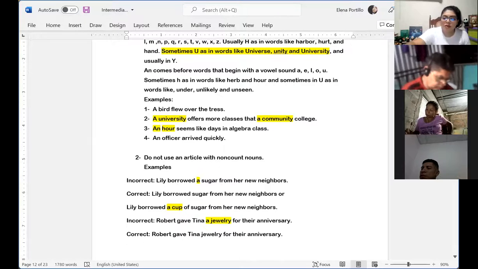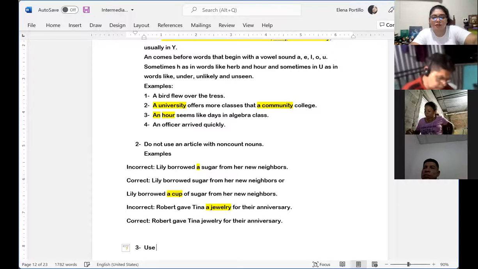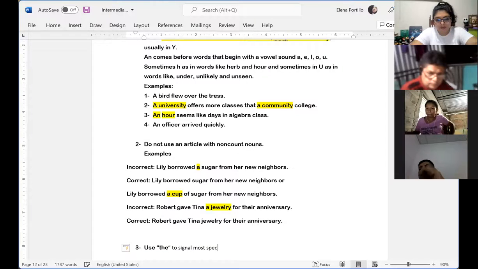Now, rule number three. Rule number three, use the signal most specific nouns.